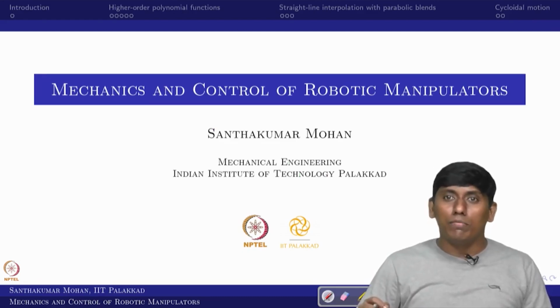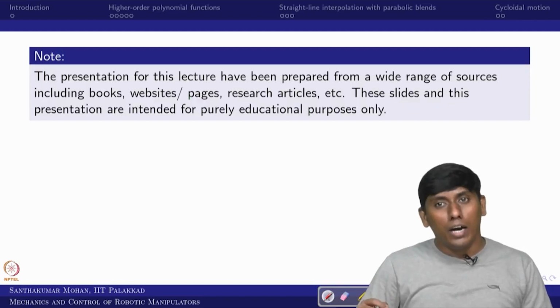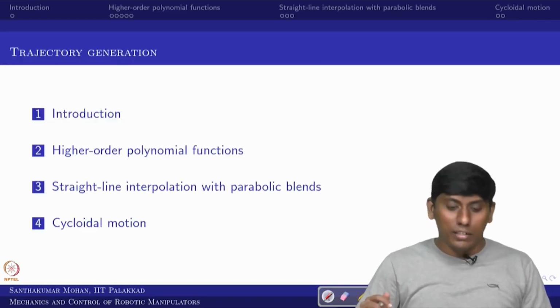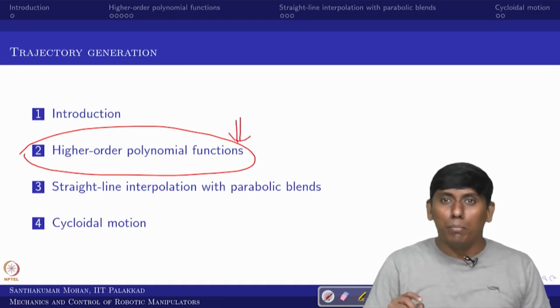So, in that sense, what we are trying to see is how to overcome that with a higher order polynomial. So, we are going to talk about higher order polynomial. We are going to restrict to only one polynomial, which is fifth order, and I will be giving why it is so.